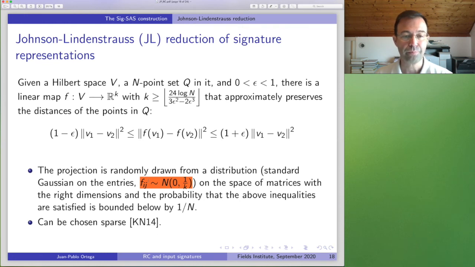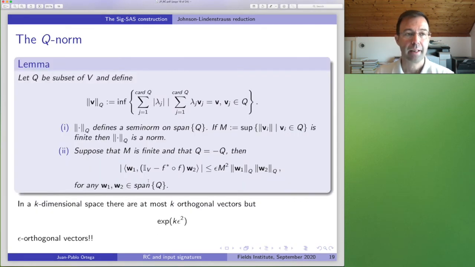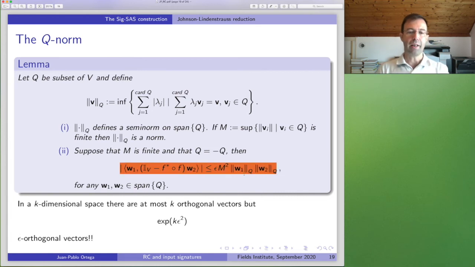Okay, so let's see what the goal here is. I just need a couple of theoretical tools. The first one is this Q norm. So you have the V, this Hilbert space. You take this Q set of points, and then you can define this norm in the span of those points, just by taking this inf that you see here, and using this Q norm, that's how we call it, you can prove this identity. So let's look at it for a second.